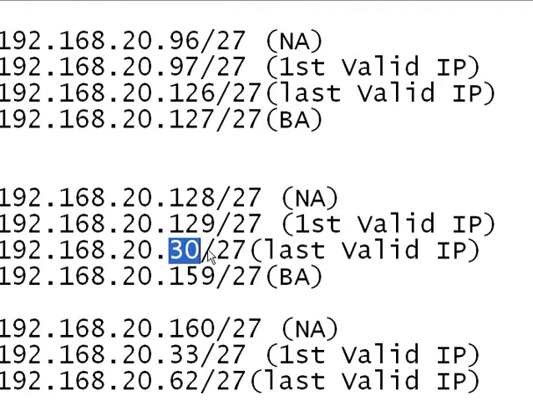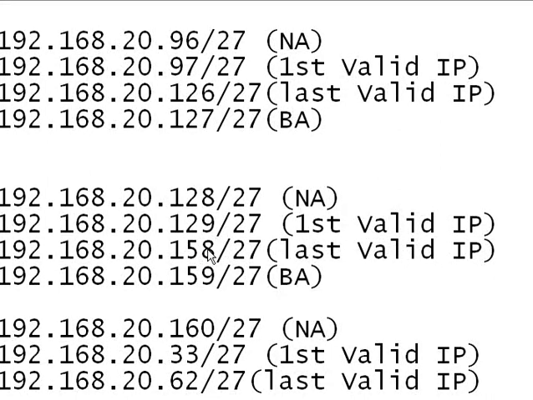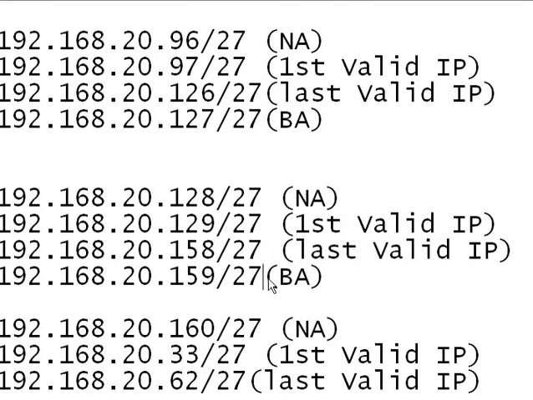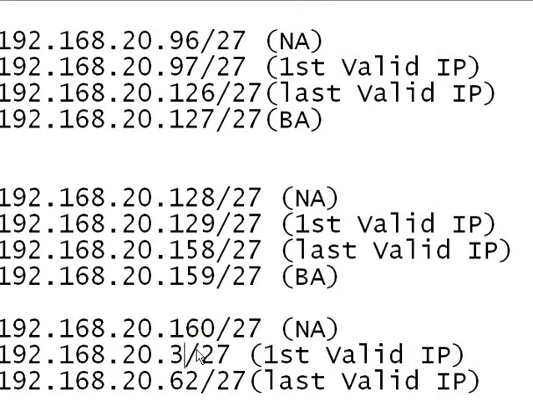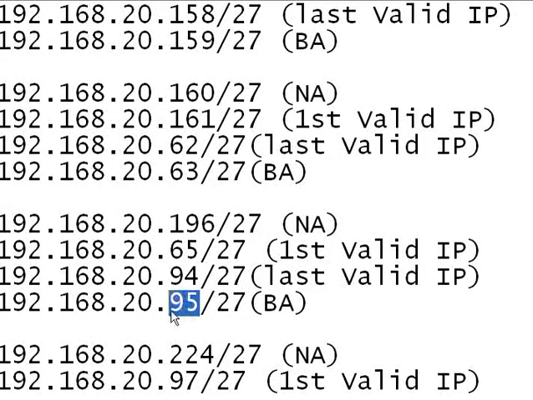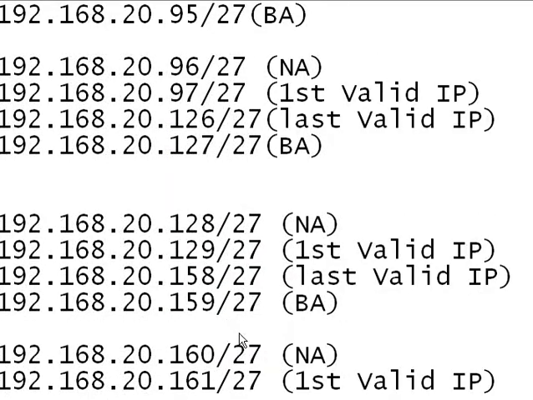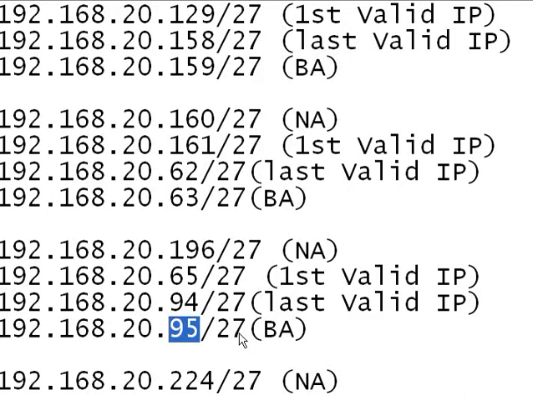Now 160, so 161 will be the first valid IP. So this is 223, so the last valid IP will be 222, and this is 197, and here in this case it will go till 255. So this is 254, this is 225.